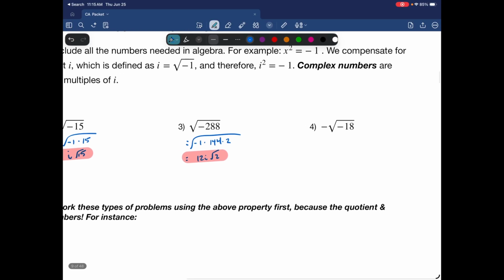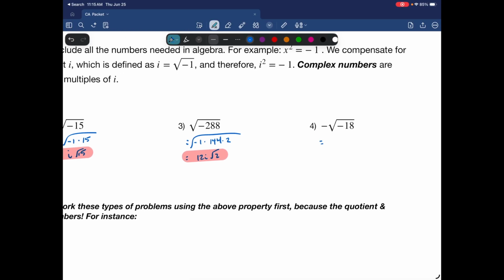All right. On 4, we have negative, times the square root of negative 1 times 9 times 2. Square root of 9 is 3. Square root of negative 1 is i. And so that's going to be negative 3i square root of 2. The negative out front doesn't change anything. But this is what we got.